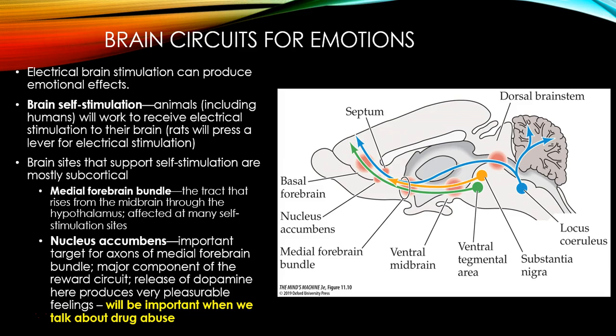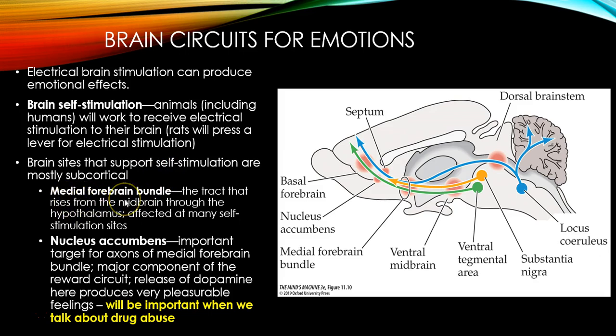And it's found that when that electrode is inserted into a particular brain area, rats will work to keep pressing that lever to keep getting the electrical stimulation. The thinking there is that the electrode is in a part of the brain that is giving them a happy or rewarding kind of emotion. So rats will press a lever for electrical stimulation in certain brain areas. And the brain sites that support this self-stimulation are mostly subcortical.